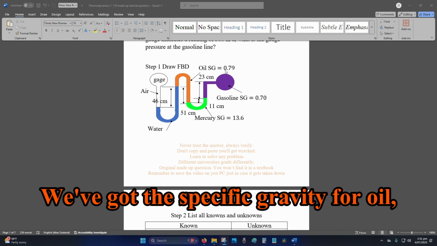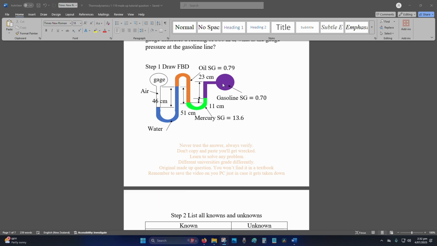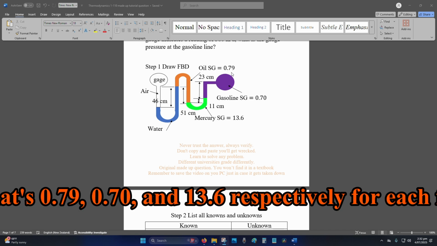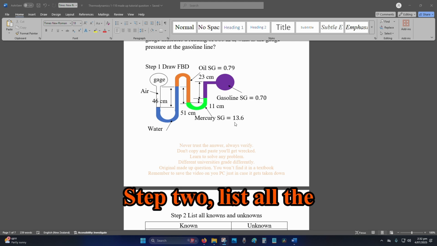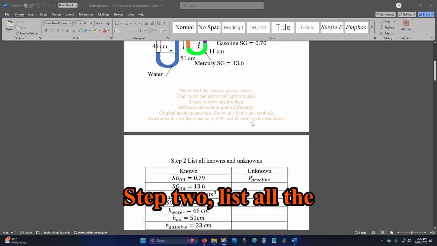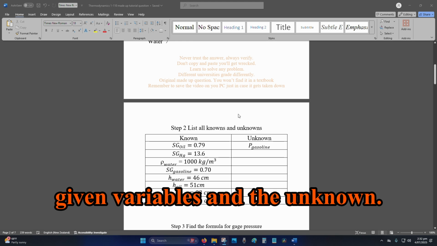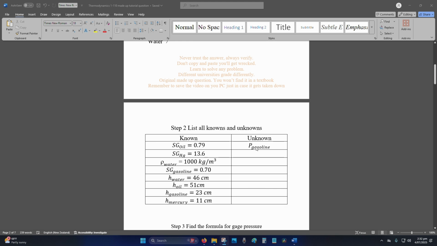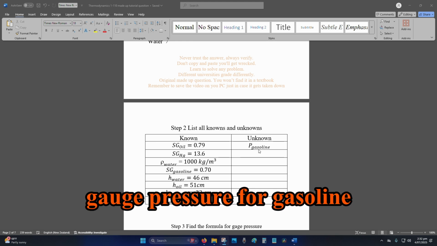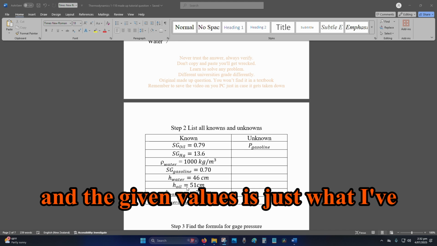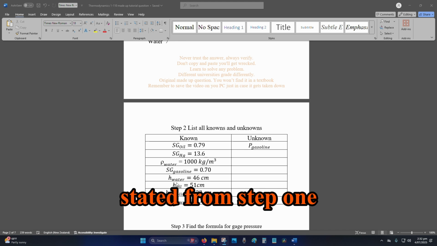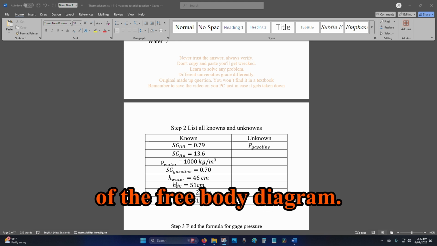We've got the specific gravity for oil, gasoline, and mercury. So that's 0.79, 0.70, and 13.6 respectively for each fluid. Step 2, list all the given variables and the unknown. So we want to find the gauge pressure for gasoline, and the given values are just what I've stated from step 1 of the free body diagram.